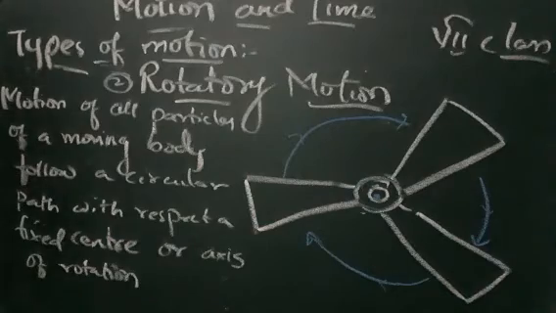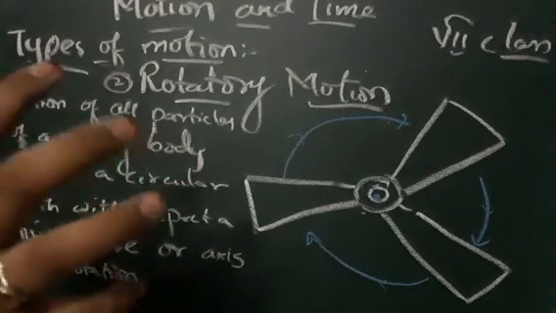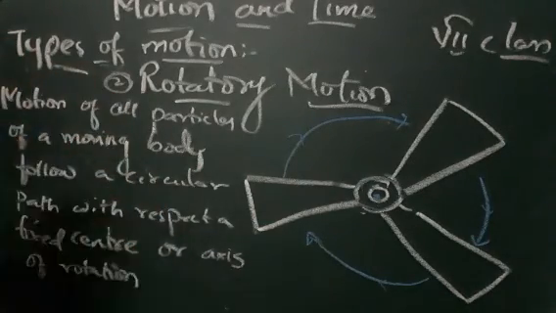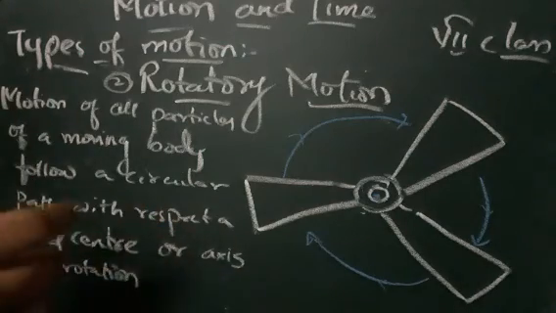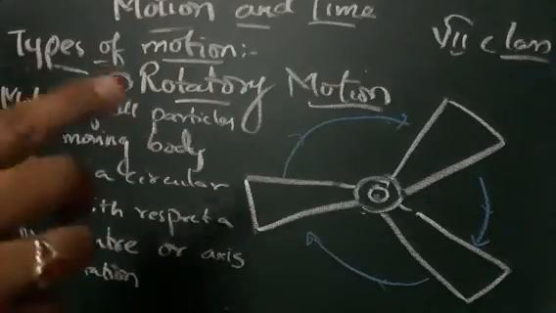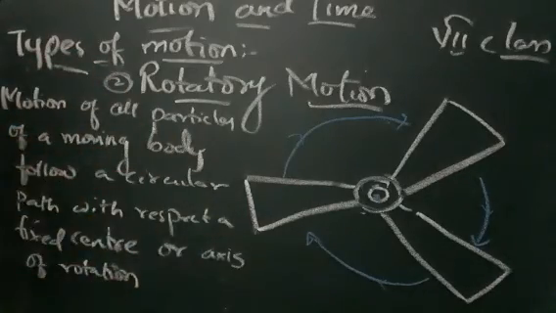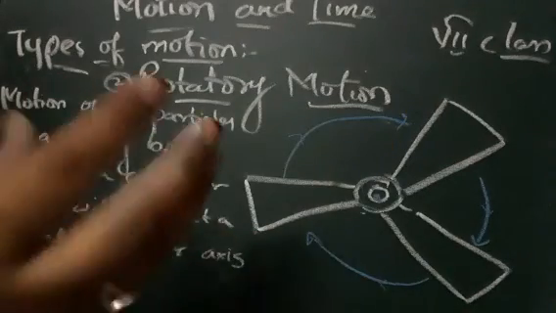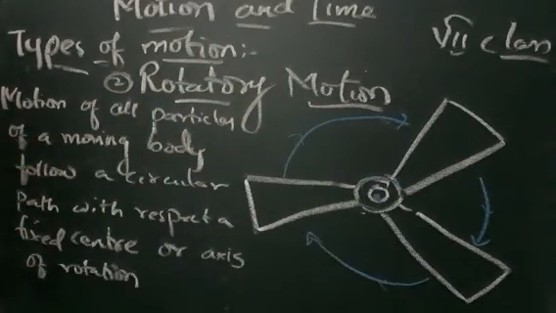If you see the globe also, when you rotate it like this, it will start moving in circular motion. Similarly, you have a ball also. When you throw the ball, you see that the ball starts rotating and it falls down. The ball moves in a curvilinear path, and at the same time it also rotates. So that is nothing but rotatory motion.